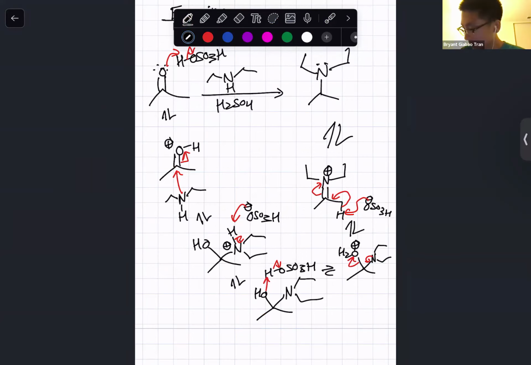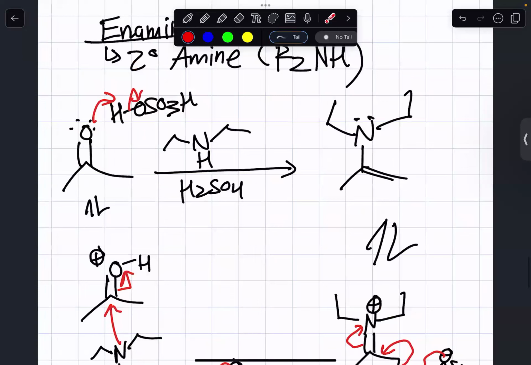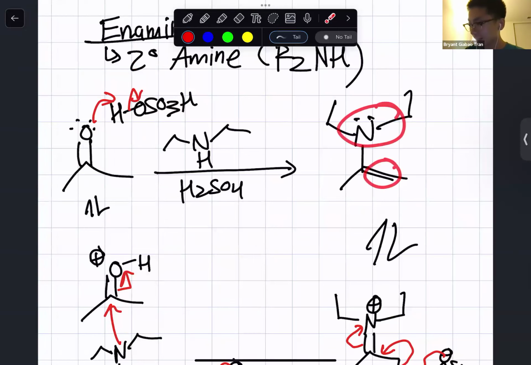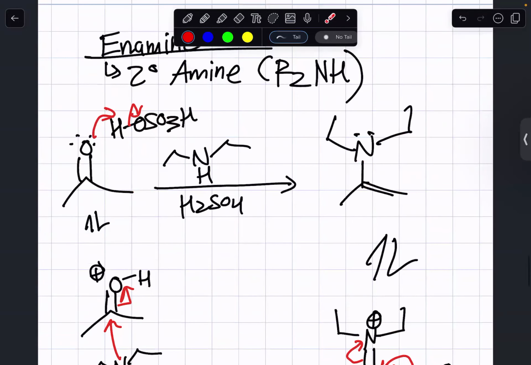Right, the lone pair of electrons comes from that one bond right there, and that pushes up. Then we also get an alkene here, which is our enamine. So an alkene next to an amine: enamine.